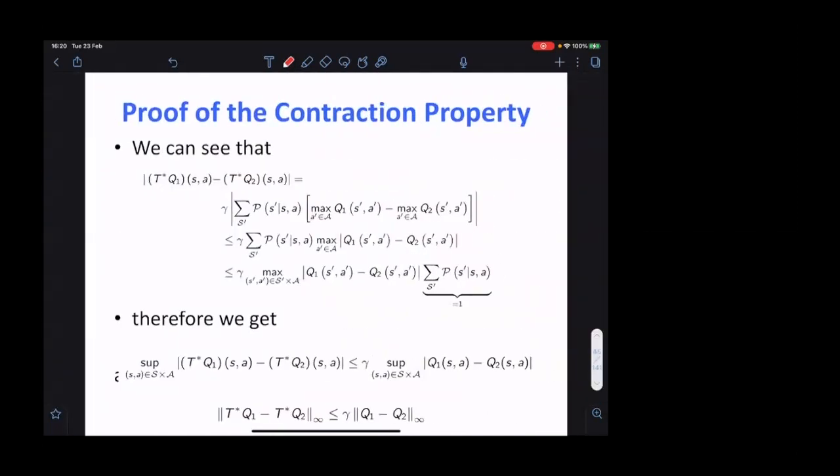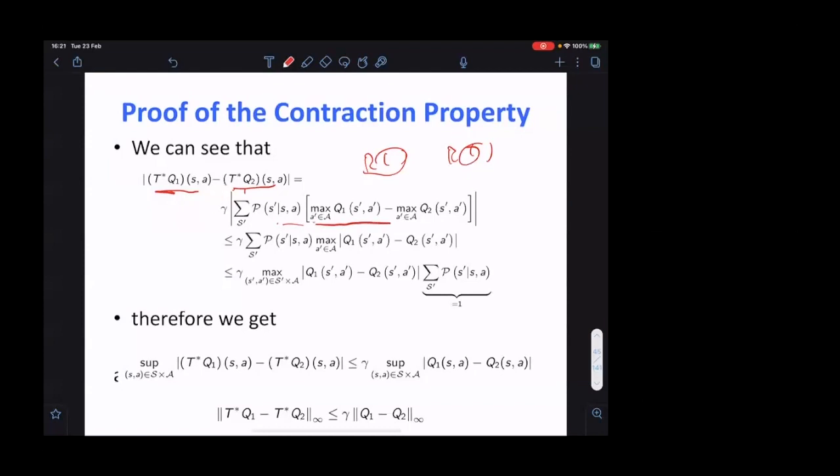But what we need is to prove this operator has this contraction mapping property. How can we prove that? It's actually quite straightforward. Given Q1 and Q2, you apply this operator to each, then take the distance between them, and you can write it down using the Bellman equation. Because it's a subtraction, the immediate reward is the same, and therefore it can be removed.